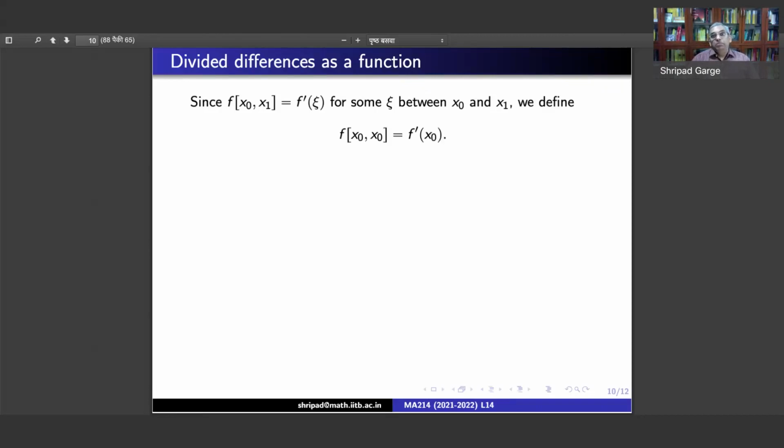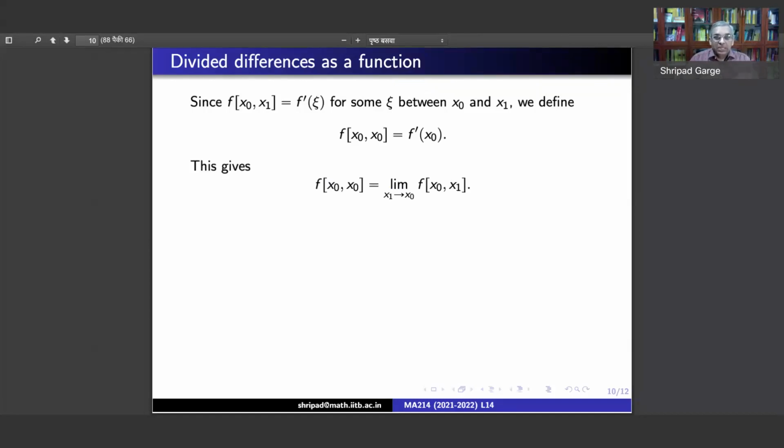So we take inspiration from this mean value theorem and define the Newton's divided difference of order 1, f[x0, x0], to be the derivative of the function f at x0. This is our definition. And what is the reason for giving this definition? Because we have noticed that the mean value theorem tells you that whenever x0 and x1 are distinct, the first order divided difference due to Newton is equal to the derivative at some point between x0 and x1. And this is what inspires us to give the definition of the Newton's divided difference whenever the two nodes are the same.